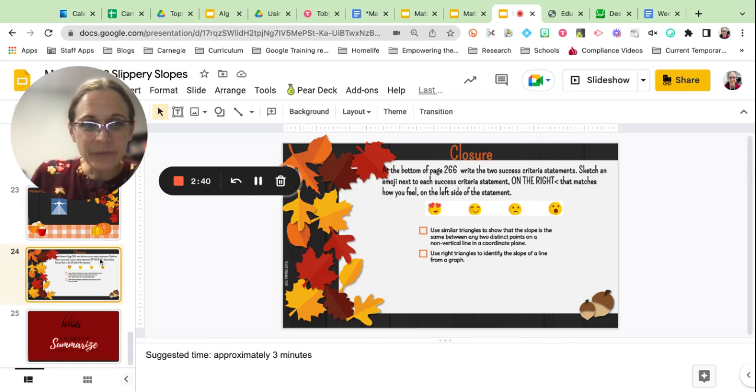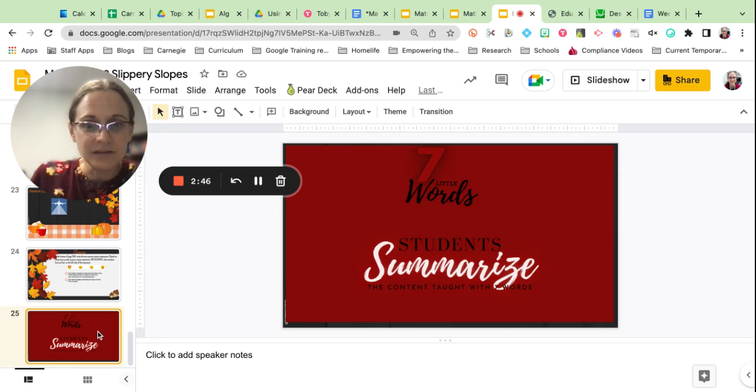Finally, as usual, we will end this lesson by reflecting on our understanding of the success criteria and with closure. So the closing activity for this lesson is 7 little words, in which students use exactly 7 words to summarize what they have learned in this lesson.